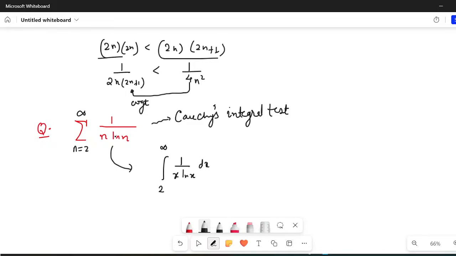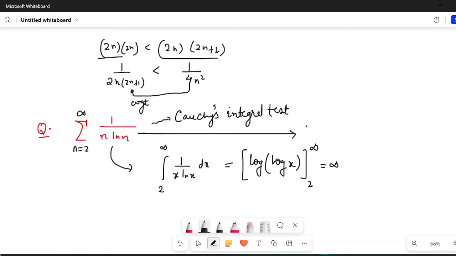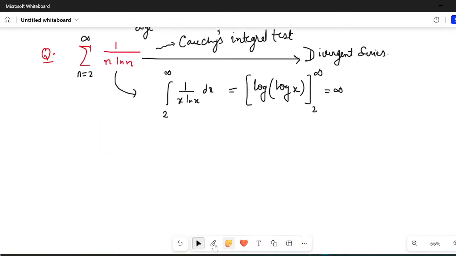Okay, so if I'm saying take this integral, how would you do this integral? Let ln x be t, 1 upon x dx will be dt. This will be log of log x from 2 to infinity, and clearly at infinity this will become infinitely large. So it is tending towards infinity. Since this integral is divergent, therefore this series is also divergent. So I'll write that this series is a divergent series. Now what do you think about all these things that I'm telling you right now?